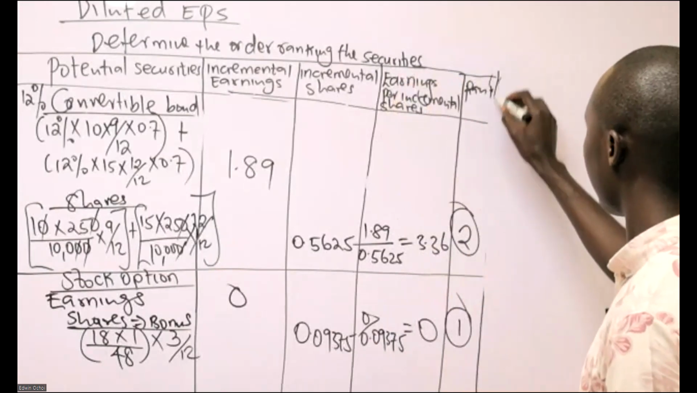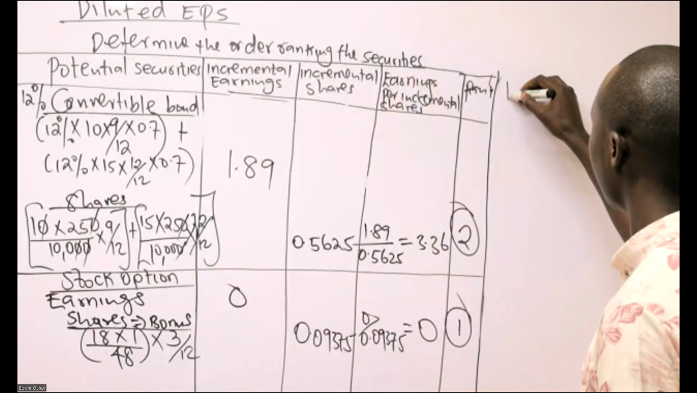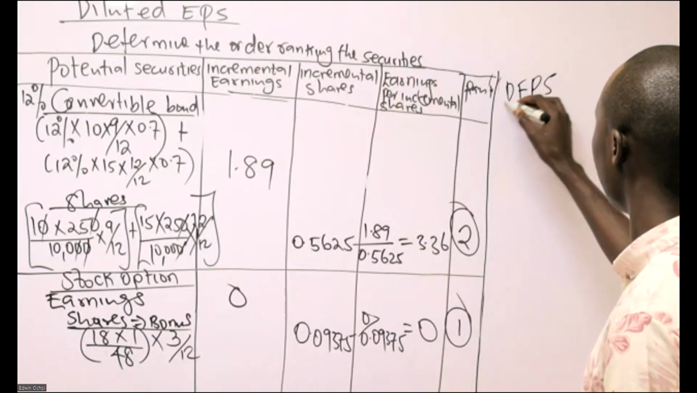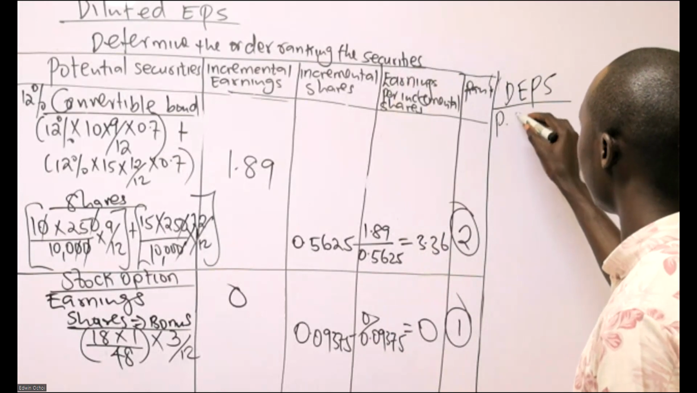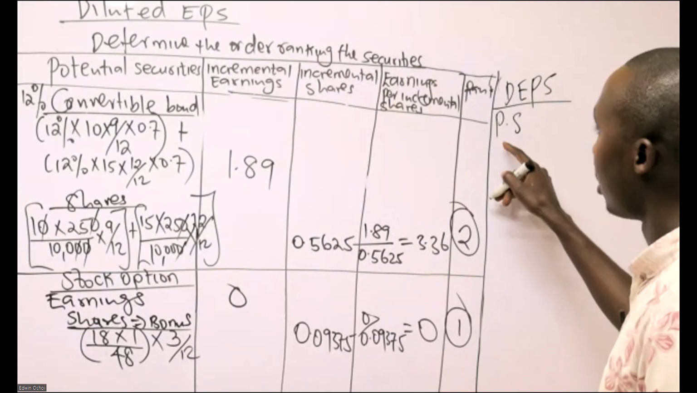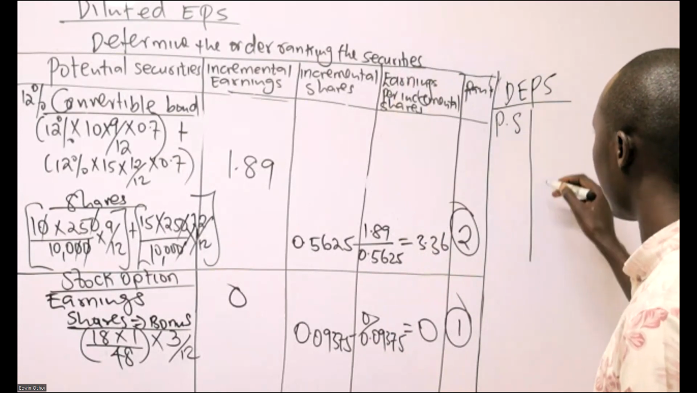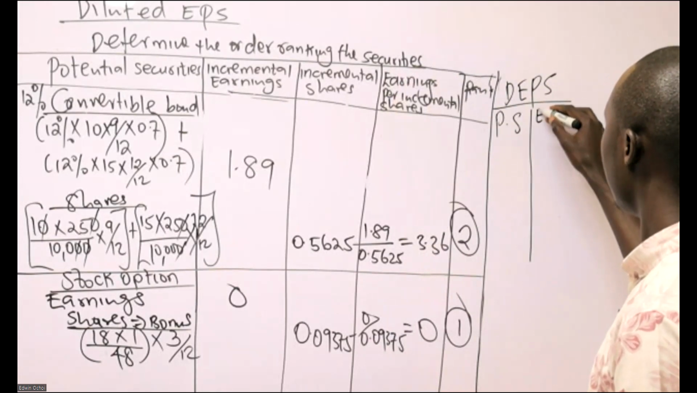So I can use this side here. So diluted EPS will be, I will write in short, potential securities. I will talk about earnings.